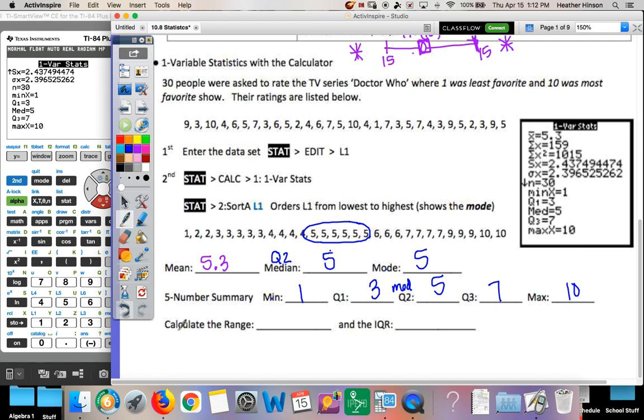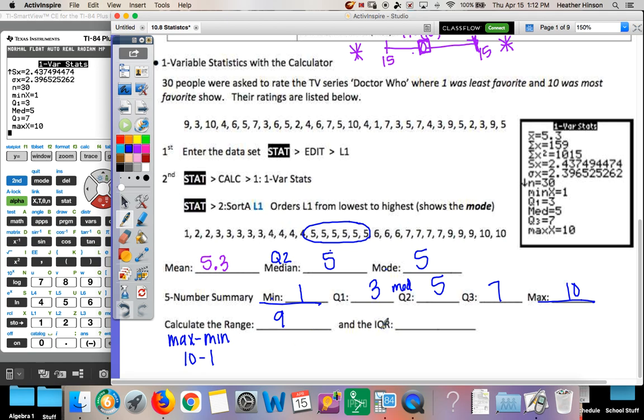So to calculate the range, if you go back up to your definitions, this is your max minus your min. So our max is 10, our min is 1, so 10 minus 1 is 9. So that's your range. You have a range of 9 that's spread over 9 different numbers.